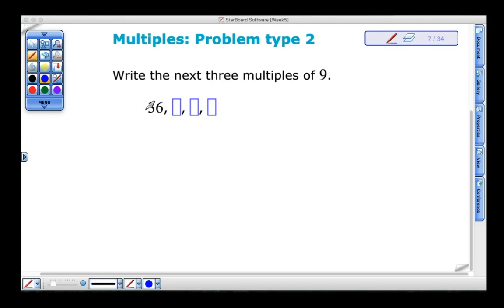So for 9, how many times does 9 go into 36? If I take 36 and I divide it by 9, I get an answer of 4. So that means my next multiples are going to be times 5, times 6, times 7. And when I do 9 times 5, I get an answer of 45. 9 times 6, I get an answer of 54. And 9 times 7, I have an answer of 63. So hopefully you got those answers as well. That's it for today's lesson.